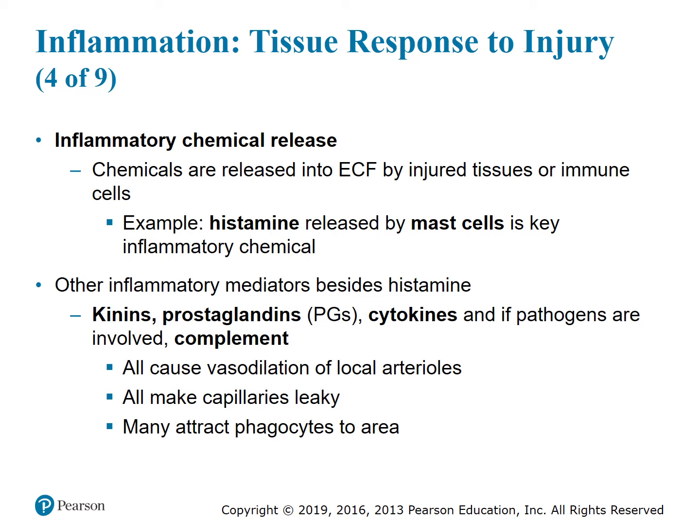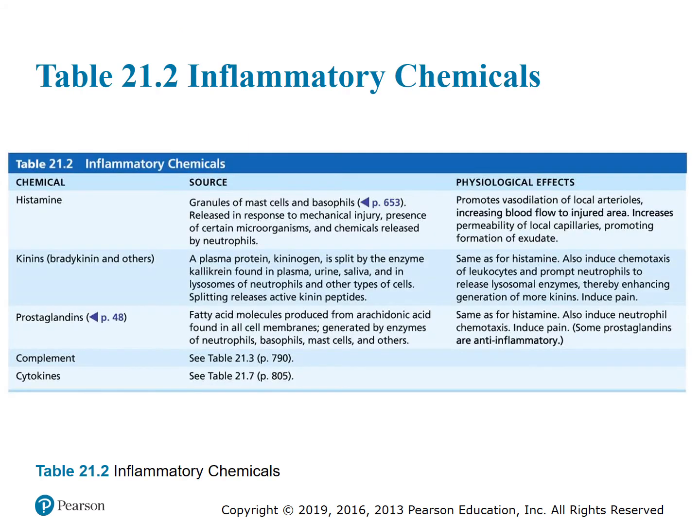And these all cause vasodilation of local arterioles, all make capillaries leaky, and many attract phagocytes to the area. Table 21.2 is a summary of the inflammatory chemicals, such as histamine, kinins, prostaglandins, complement, and cytokines, their source and physiological effects.